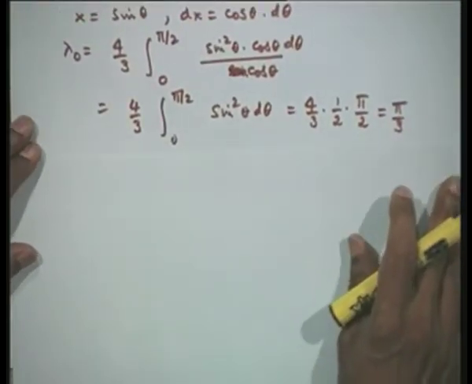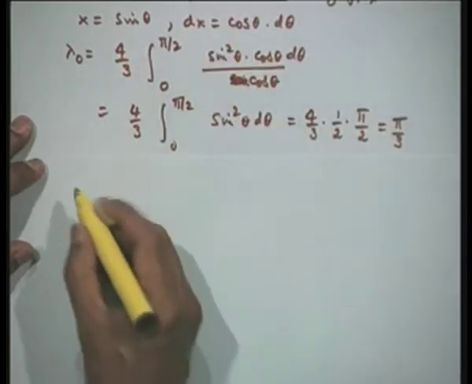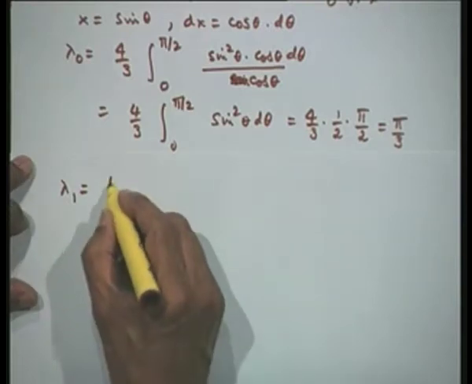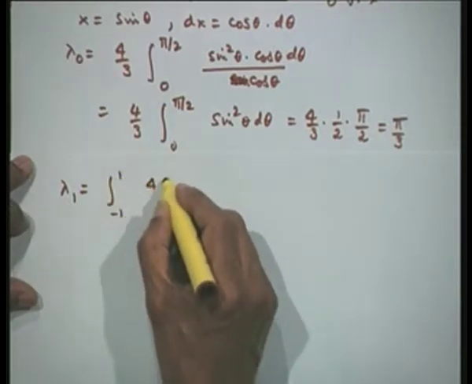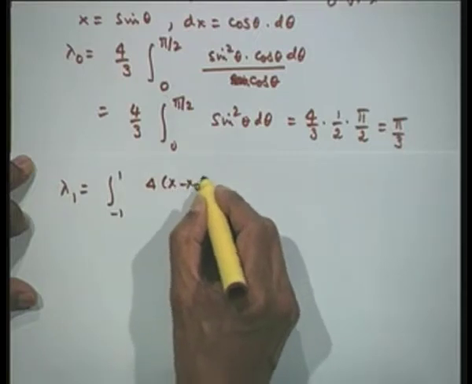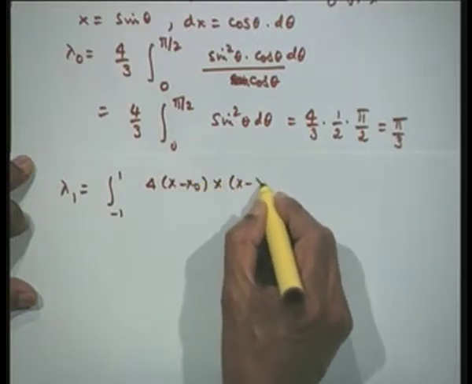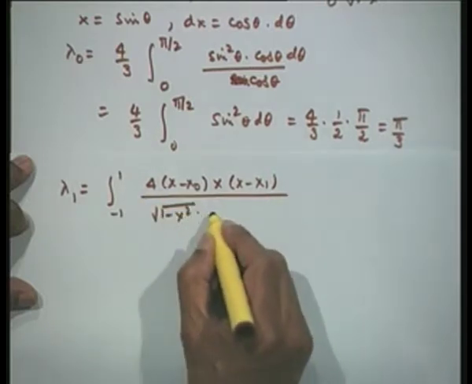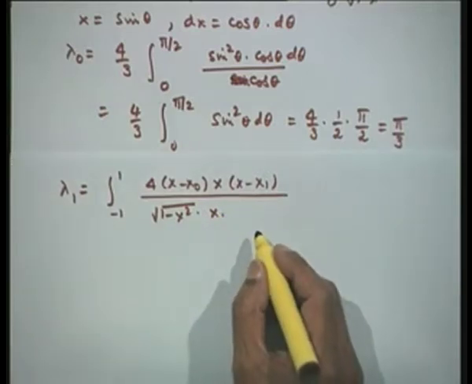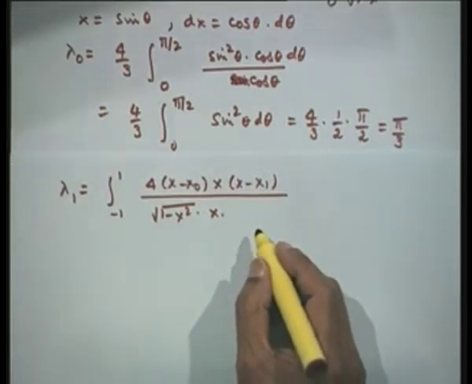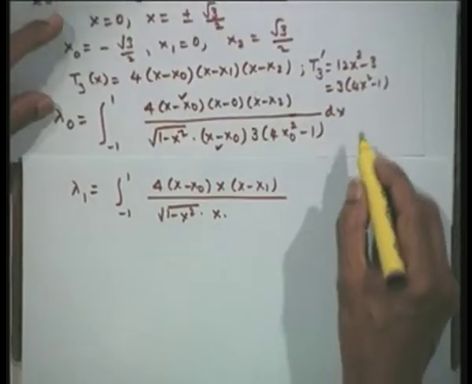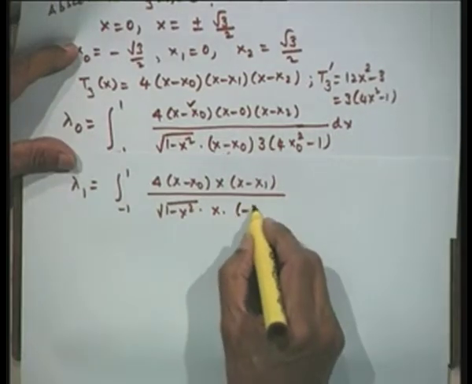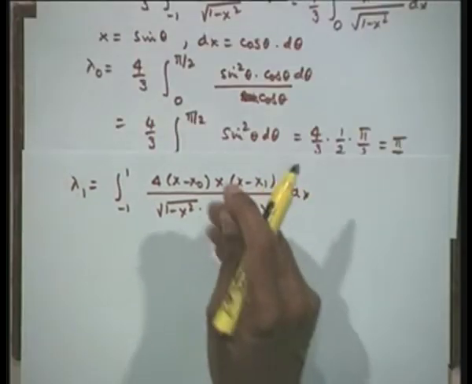Now let us write down lambda 1 also, because it is slightly different from this coefficient. So let us just write down what our lambda 1 is. Lambda 1 is the integral from minus 1 to 1 of 4 times x minus x naught into x minus x 1 under root of 1 minus x squared, we have an x here, then the T3 dash is 3 times 4x squared minus 1 at x equal to 0. So I will have a minus 3 coming from here, so I will have a minus 3 here and dx.